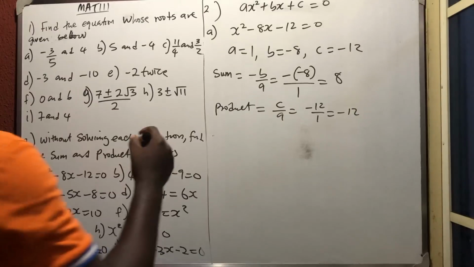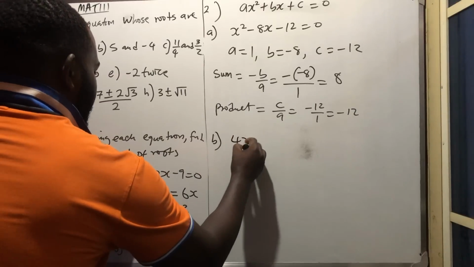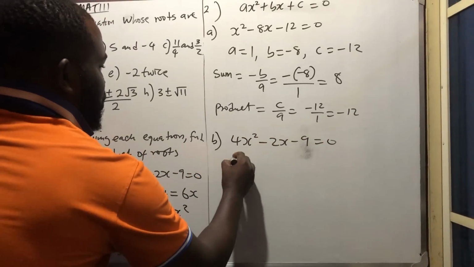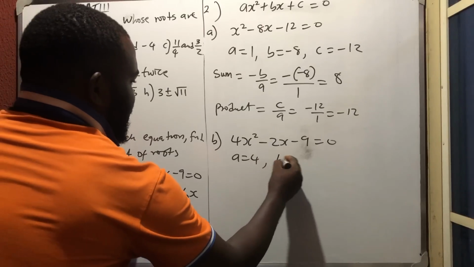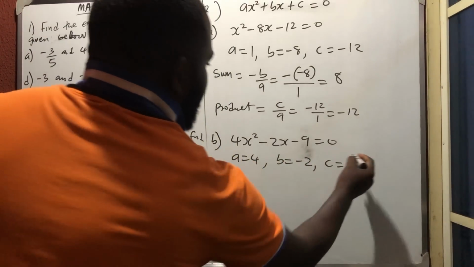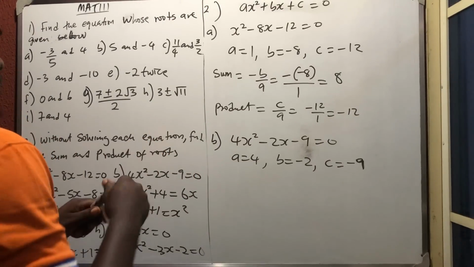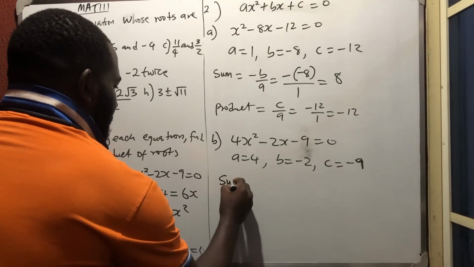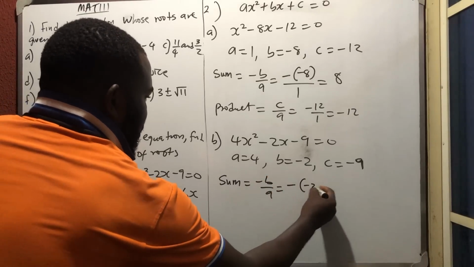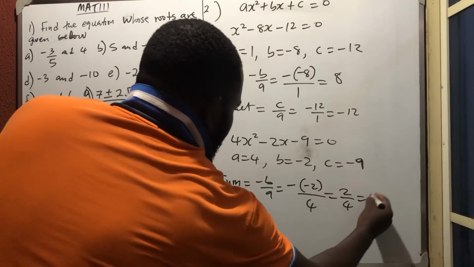I have gotten for a. So for b, they gave me 4x squared minus 2x minus 9 equal to 0, which shows that a is 4, b is minus 2, and c is minus 9. So therefore the sum has a formula. We said minus b over a, which is minus into minus 2 over my a is 4, which is 2 over 4, which is 1 over 2.